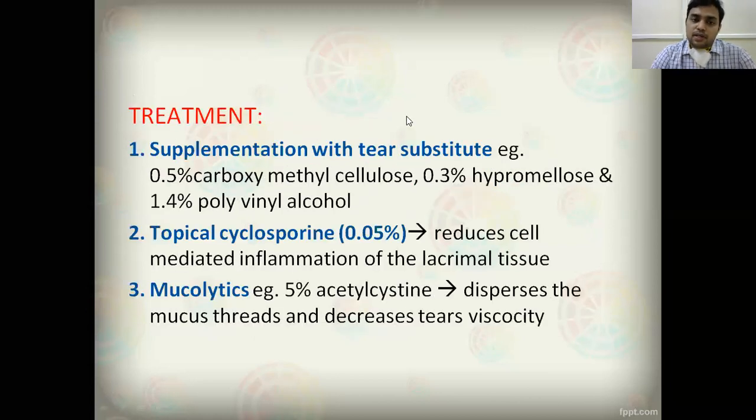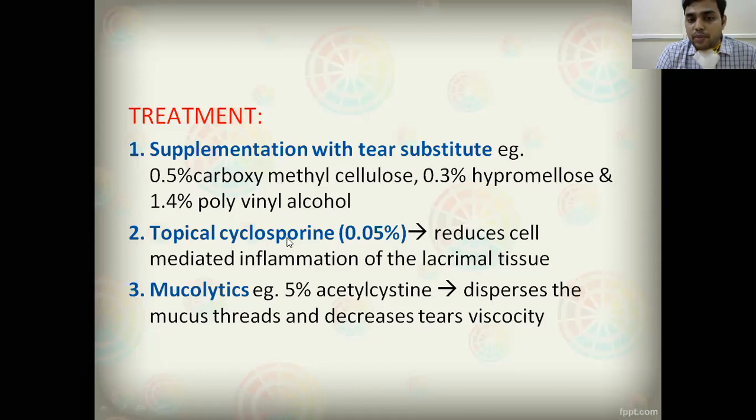And coming to the treatment, what is the treatment of dry eye? It is supplementation of the tear substitute, like we use artificial tears and lubricant eye drops. The main composition of these lubricant eye drops is carboxymethylcellulose, hypromellose, or polyvinyl alcohol. So artificial tear supplements are given. And next one is, as I said, there is an inflammatory role in dry eye. We use some immunomodulators like topical cyclosporine. They reduce the cell-mediated inflammation of the lacrimal tissue.